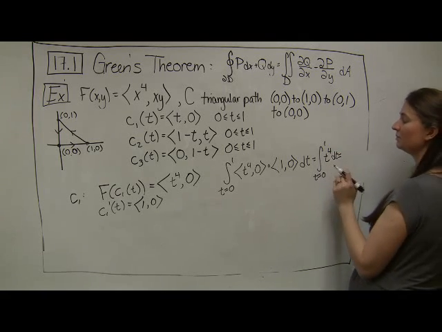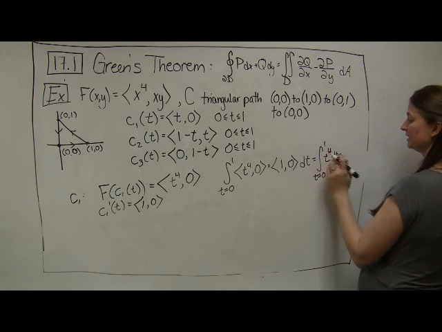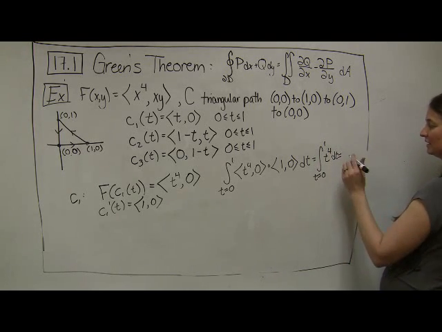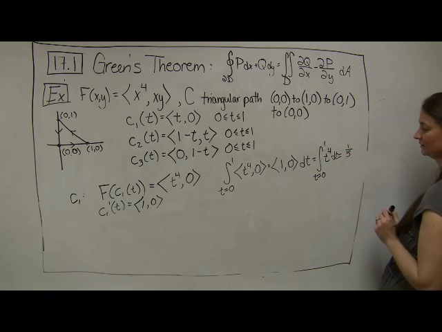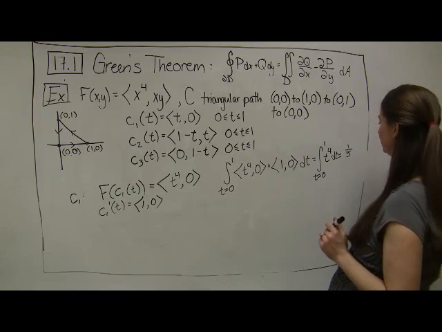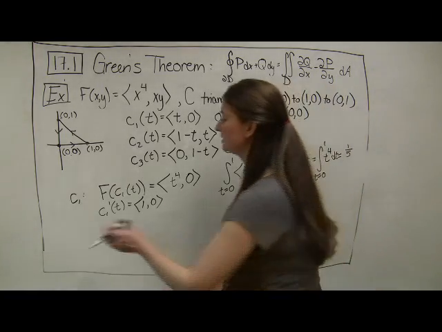And I can integrate this almost in my head. That becomes t to the 5th times 1/5. And when I take that and evaluate it at 1, I get 1/5. And when I evaluate it at 0, I get 0. So this is our first path integral, and I'll save it up here. Let's do the same thing for C2.